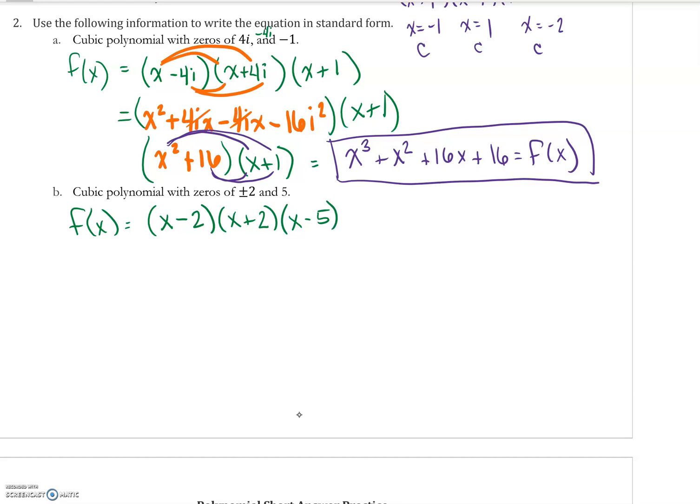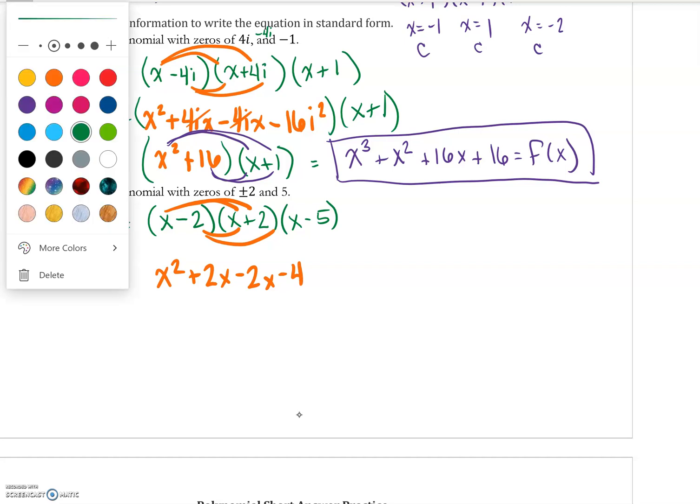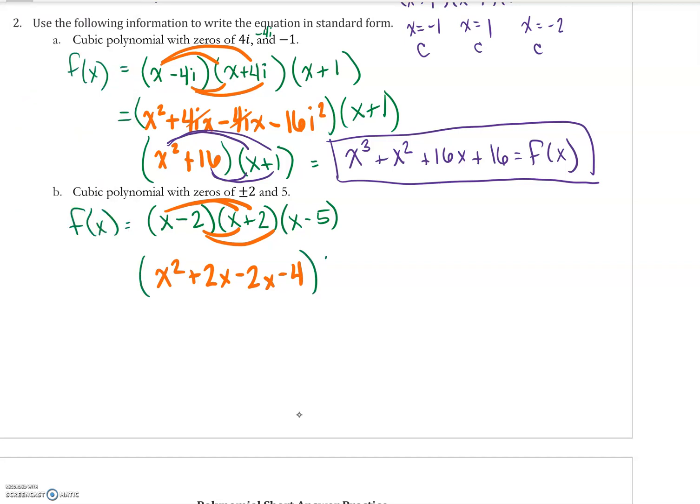Now, just like we did with the previous problem, we'll start by multiplying our first 2 factors. X times x is x squared. X times 2 is 2x. Negative 2 times x is negative 2x. And negative 2 times positive 2 is negative 4. That all, again, is still getting multiplied by the x minus 5. But before we do that, we can clean up what we have here. The 2x and negative 2x are going to go away. And we're left with x squared minus 4, which is being multiplied by the x minus 5.